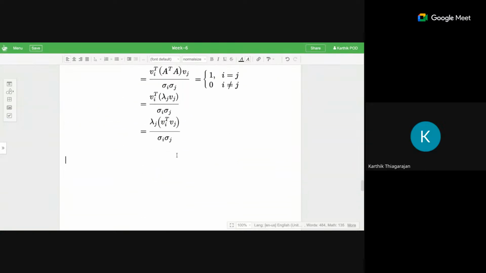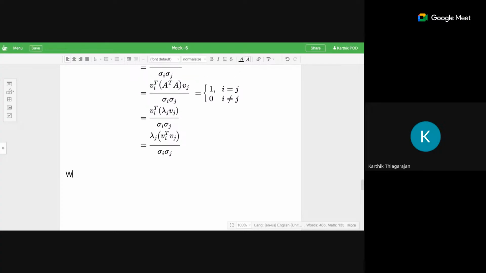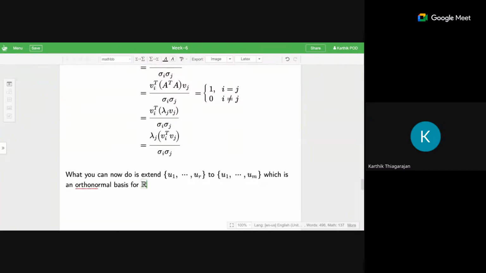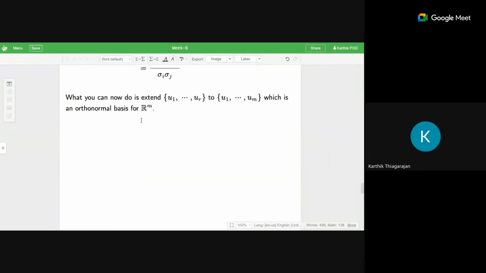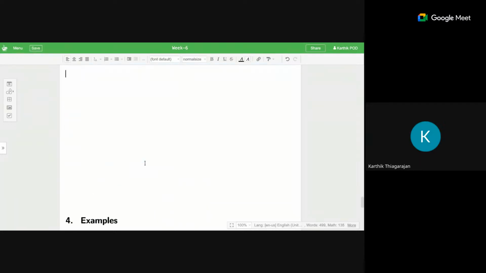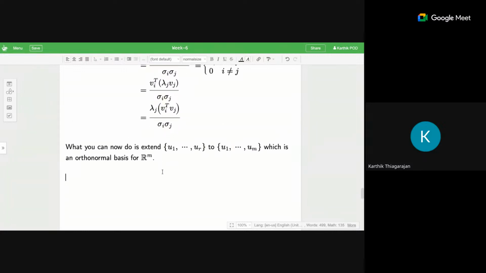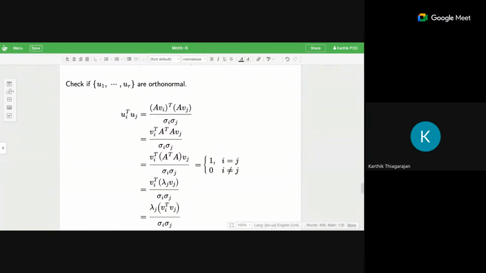Okay. So what you can now do is extend U1 to UR to UM, which is an orthonormal basis for Rm. Okay, we'll see how to do this in the example. So this will become clear when we do the second example, how to do this completion. So is this clear to all of you, what we have here? How did we get U1 to UR at least?